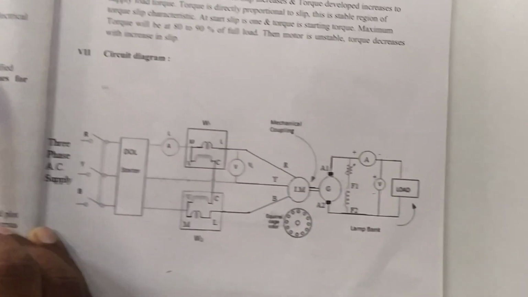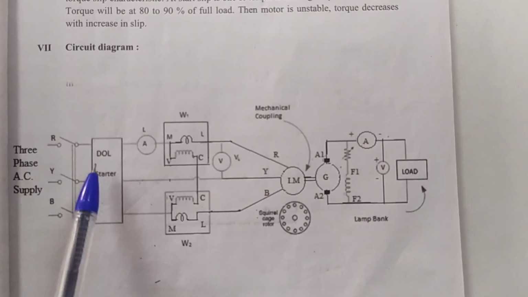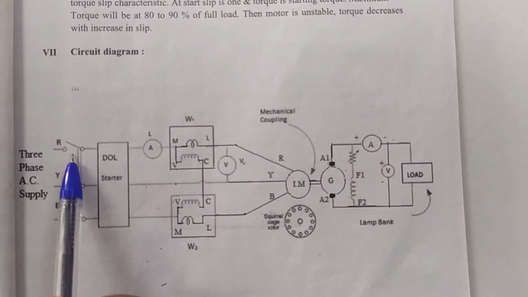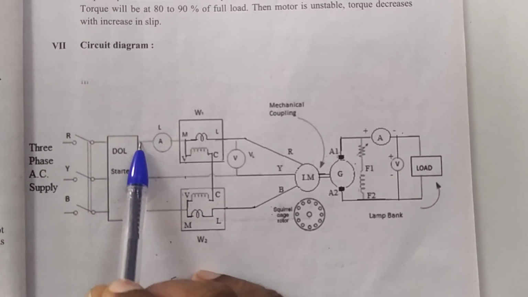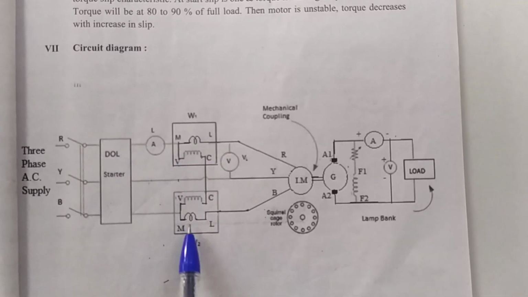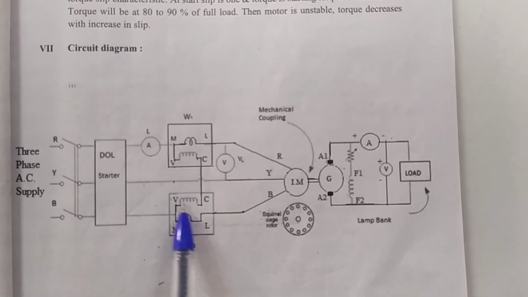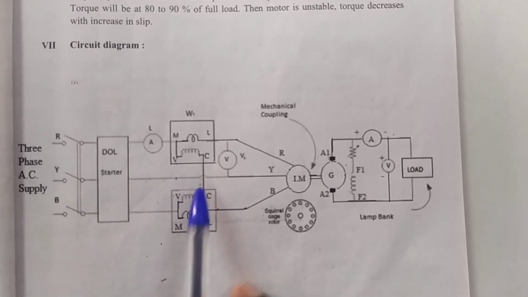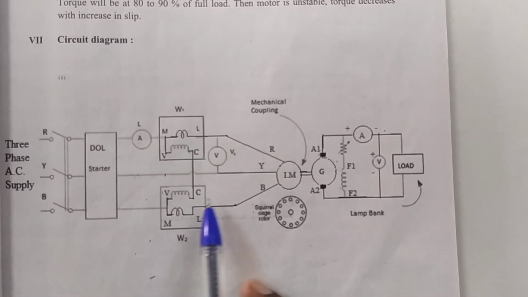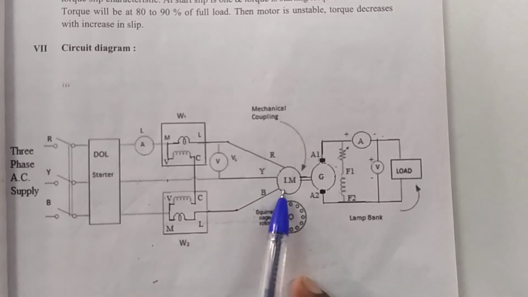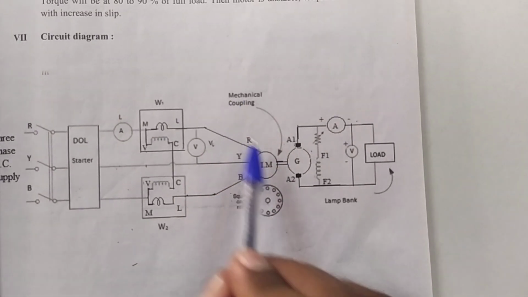Directly we are going to discuss and elaborate the circuit diagram. Here a three phase AC supply is given to the DOL starter. The output of the DOL starter is directly connected to the R phase ammeter, then wattmeters W1 and W2 are connected across R phase and B phase, and their pressure coils are tapped at the Y phase, and the current coil terminals are given to the stator of the three phase induction motor. Here the induction motor is coupled to the generator. Here mechanical coupling is available.